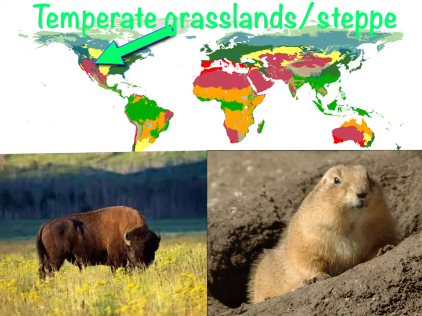Next are the temperate grasslands. Temperate grasslands have few trees, and as the name suggests, grass is the major vegetation. If you look at your arrow, these are found in parts of North America. Animals that live here are the bison and the prairie dog.